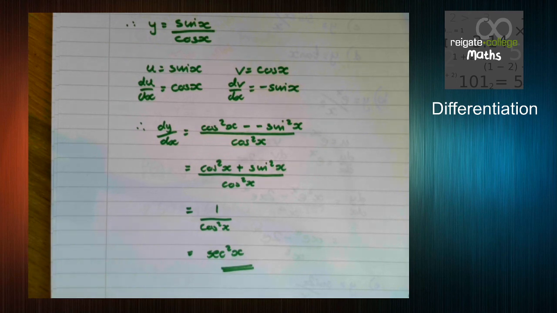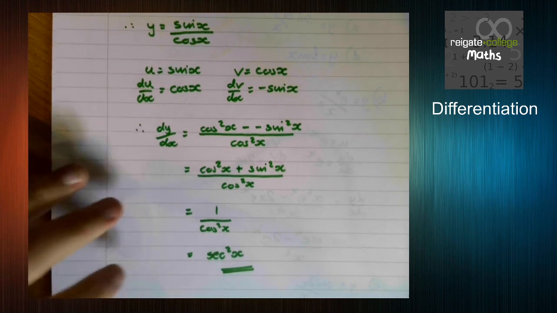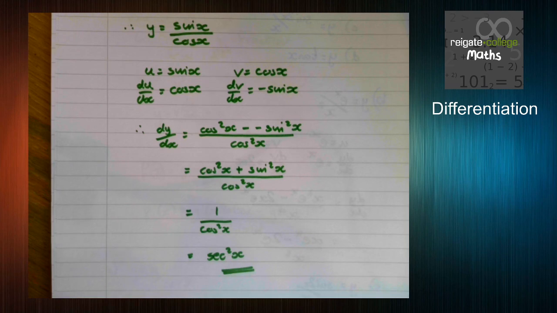So as I said, this particular example may well come up as a proof in the exam. Show that the derivative of tan x is sec squared. This is how you do it. And that's the quotient rule. All you need to do now is go away and practice.